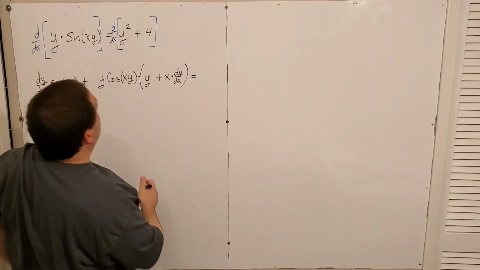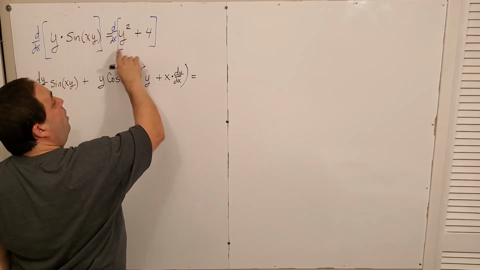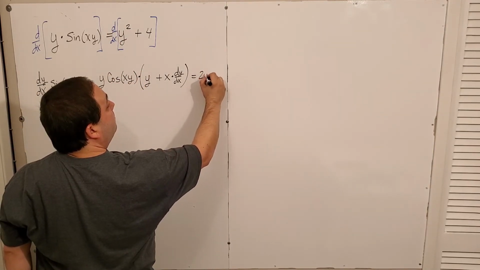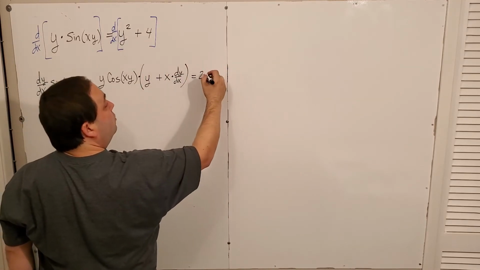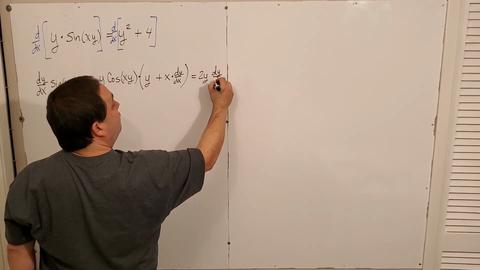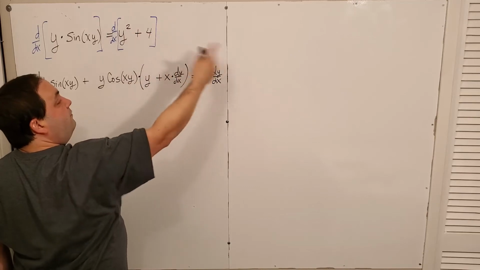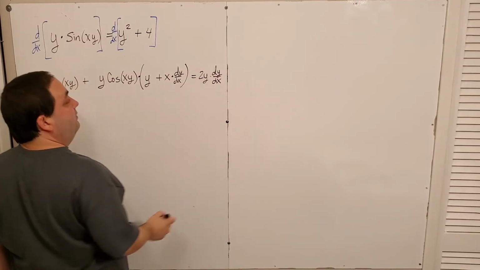Now over here, the derivative of y squared is 2y, and then it's y, so chain rule, dy/dx. The derivative of 4 is 0, so I just leave this as is.